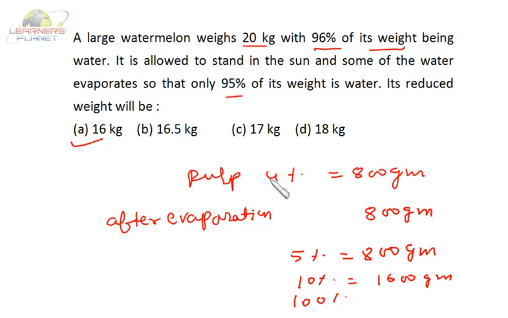The only part is this. Initially the pulp was 4%. Now the pulp is 5%. And 5% of the quantity is 800 gram. Then what is the 100%? This is the only calculation which we have to make. So I think it's a very simple problem. Now let's take the next one.